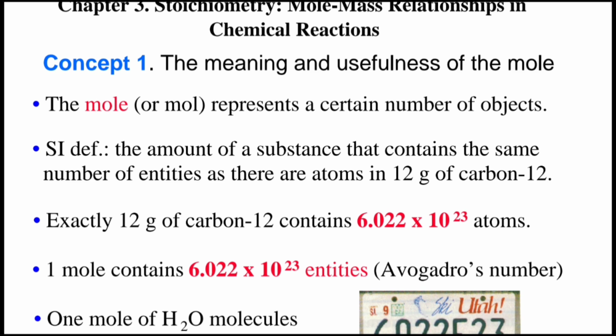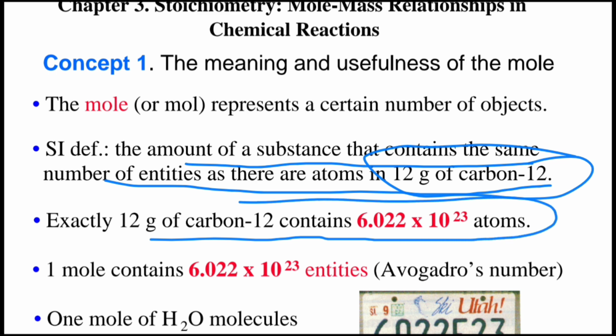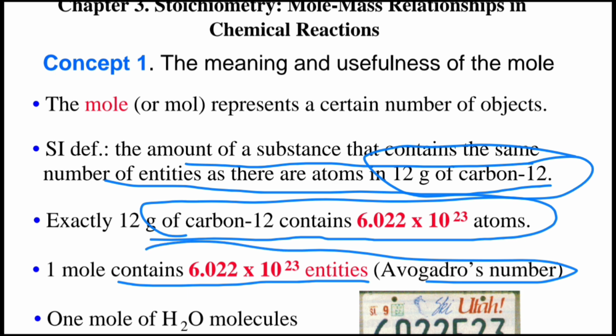SI unit definition: the amount of substance that contains the same number of entities as there are atoms in 12 gram of carbon-12, which is the standard for comparing masses. Exactly 12 gram of carbon-12 contains 6.02 × 10^23 atoms. One mole contains this number, which is Avogadro's number, represented by NA.